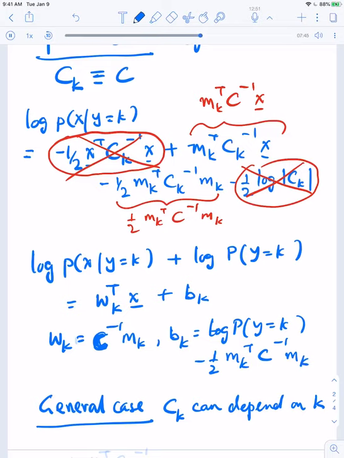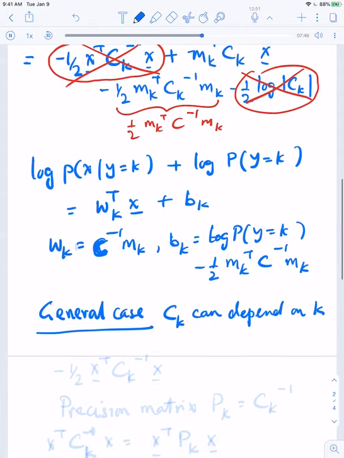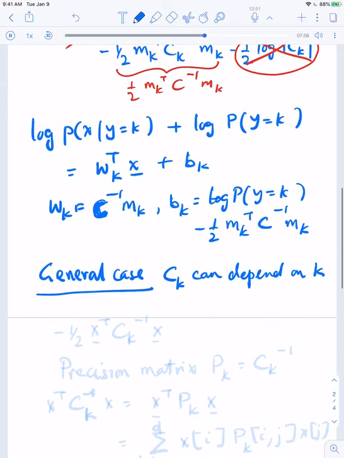So now when we go back to the general case, what happens? Let me go back a little bit further up. So now let's go back to the general case where CK can depend on K. So we have to bring back some terms that we deleted, and of course put the subscript K back on the terms we did keep. So what's the term that I deleted? One of the terms that I deleted was minus half X transpose CK inverse X.